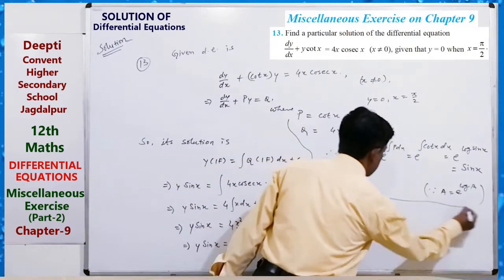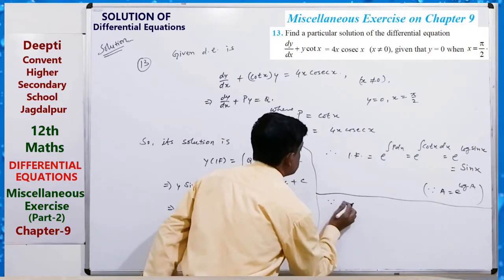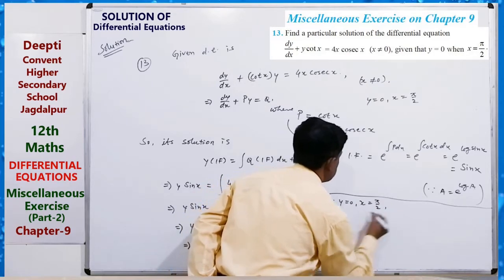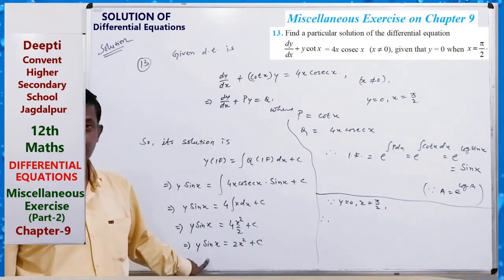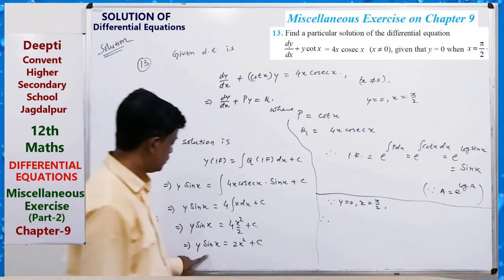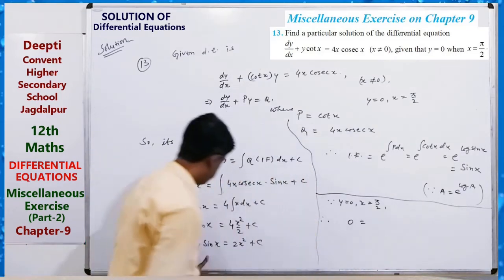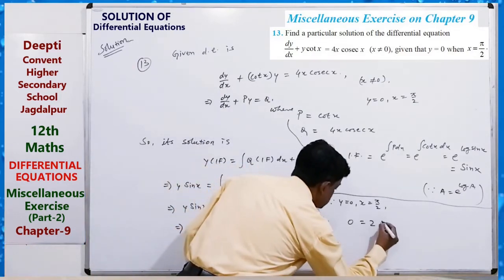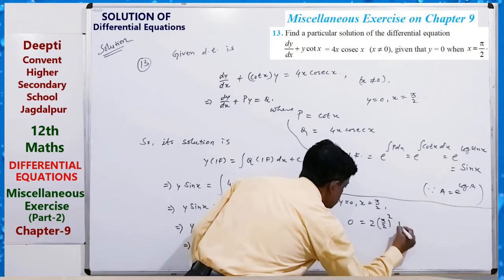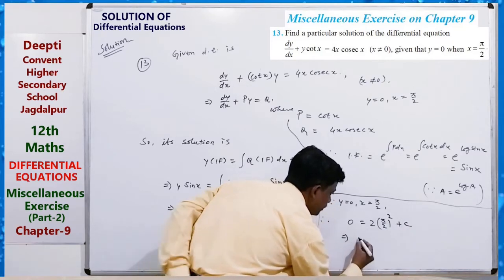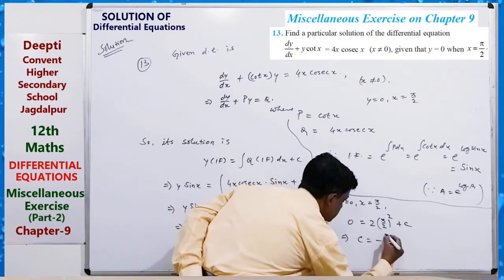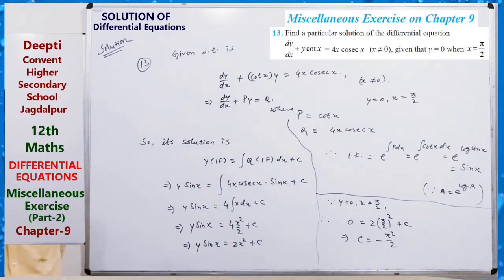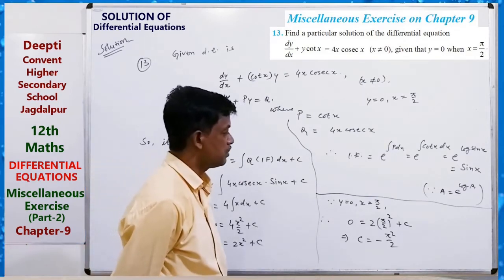Since y equals 0 and x equals pi by 2, here y equals 0, that means 0 equals 2 into pi by 2 square plus c. So c equals what? Minus pi square by 2, the 2 square and 2 cancel. So c equals minus pi square by 2.